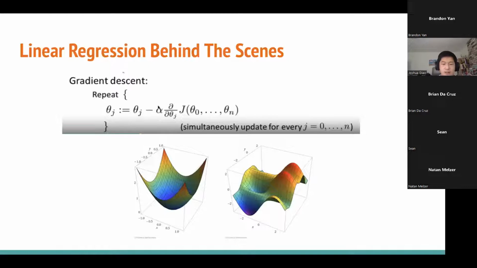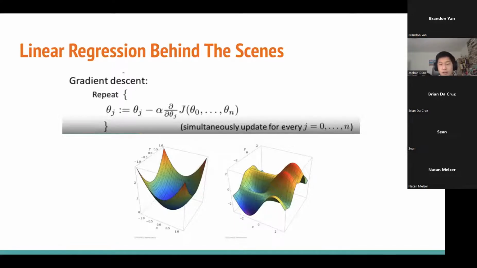So let's say we have 2 parameters, then we will have theta 1 is equal to theta 1 minus alpha, and so on. And in the next line, we'll be doing theta 2, and so on. So you can think of it as like a for loop.